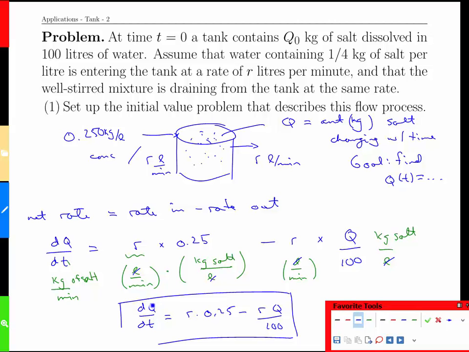So the rate of change of the salt is going to be dictated by how fast salt is flowing in, and how quickly salt is flowing out. And we're also going to have that initial condition that at time 0 there's going to be some initial amount, Q naught, and that's given up here. At time t0, there's Q naught kilograms of salt. And so these two ingredients together define our initial value problem, or IVP.